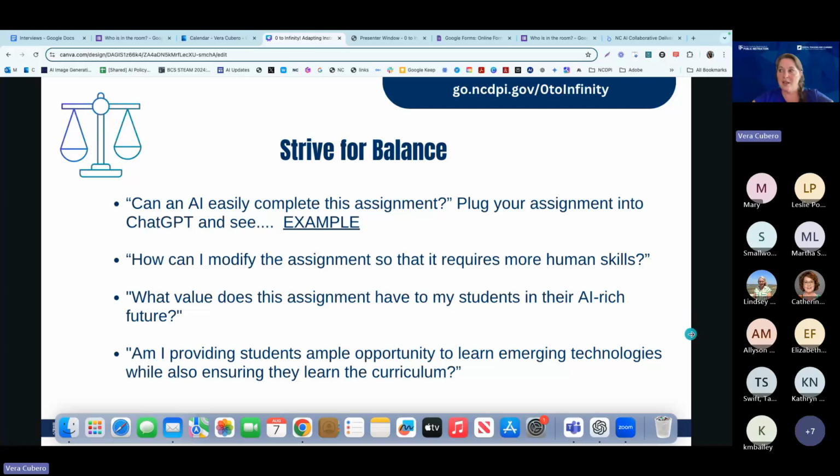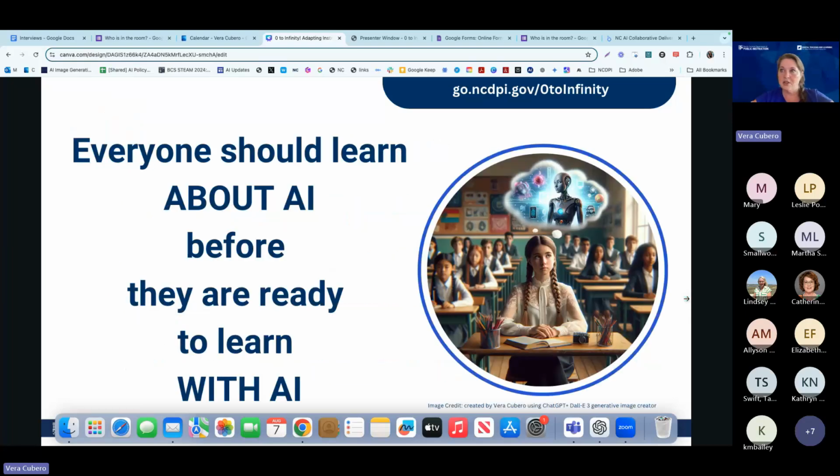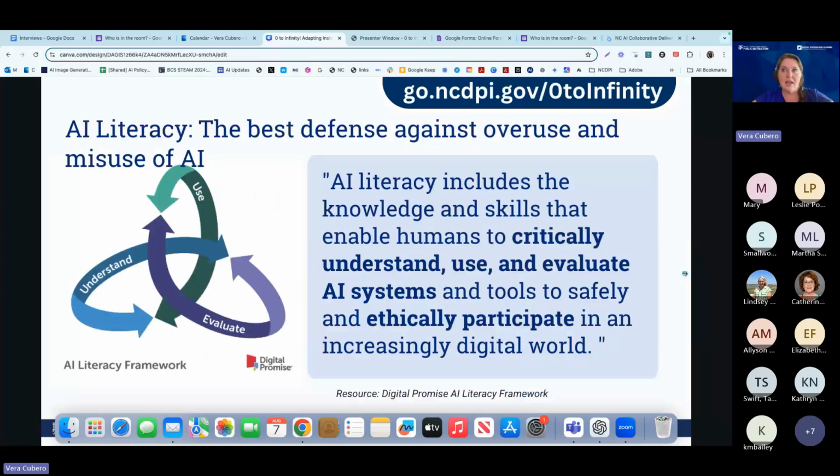And are you providing them ample opportunities to learn about emerging technologies while still teaching the curriculum? We can't just throw our curriculum out, but we need to be teaching it along with allowing opportunities for emerging technologies. And so this is my mantra, that everybody should and can learn about AI before they're ready to learn with AI. And so we do need to make sure that we are infusing AI literacy in the curriculum. And I did a whole session on that a few weeks ago, which unfortunately did not get recorded, or we've lost the recording, so I'll have to redo it.